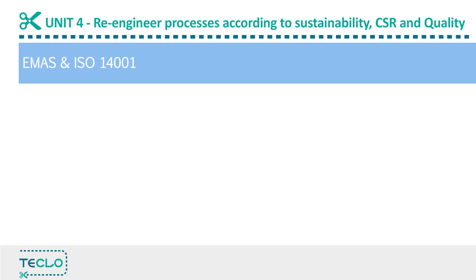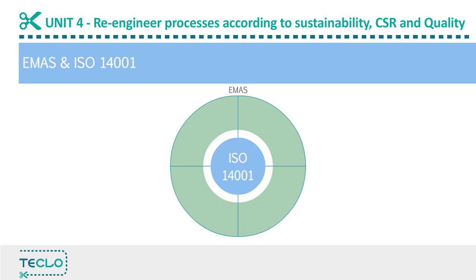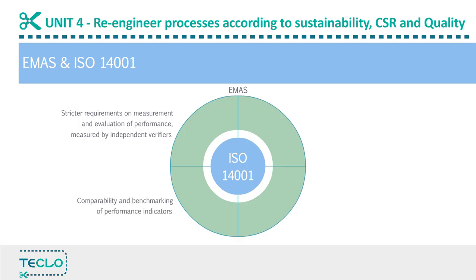EMAS and ISO 14001. EMAS, Eco-Management and Audit Scheme, is an EU initiative and is more demanding than ISO 14001. We can say that it includes ISO 14001 and it also employs the following extra features: stricter requirements on the measurement and evaluation of environmental performance, measured by independent verifiers, comparability and benchmarking of performance indicators. The system is under public authority supervision. The system imposes strong employee involvement and mandatory provision of information to the general public.